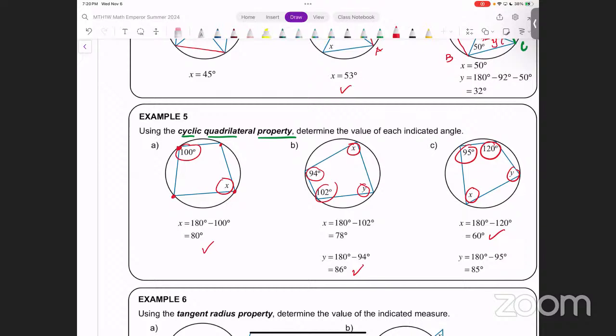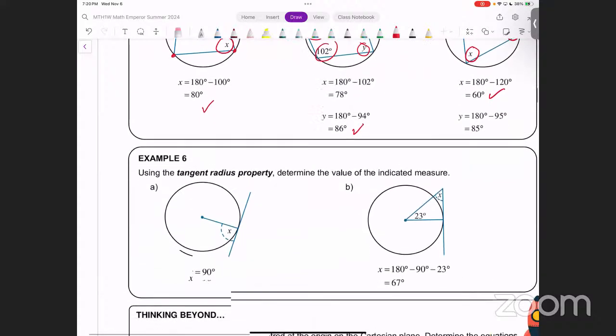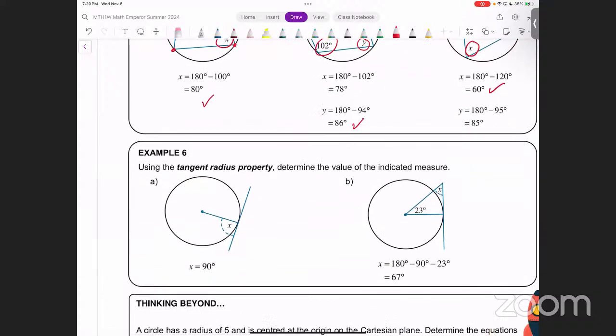Hello. All right. Now, we can verify this property by drawing some diagrams on GeoGebra, a graphical software. But now, the next one is going to be the tangent.